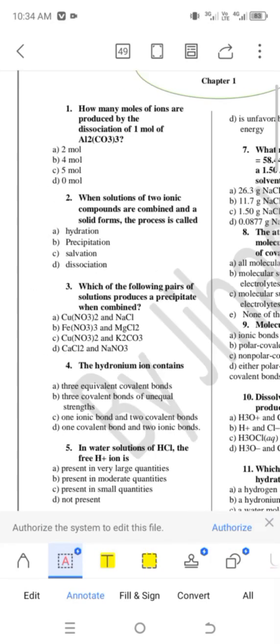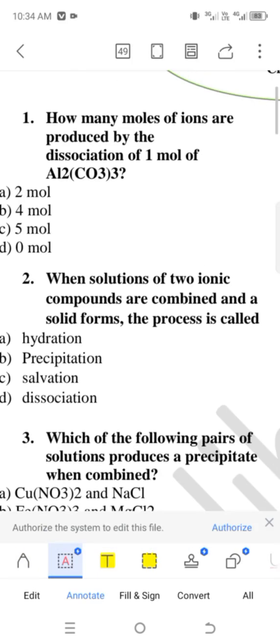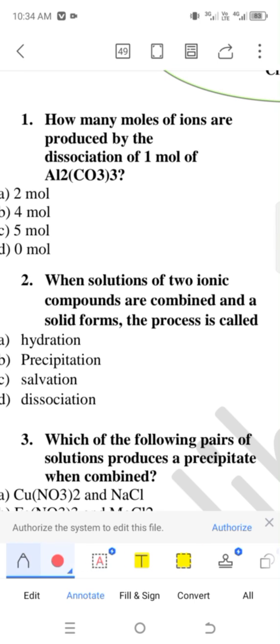The first question stated: how many moles of ions are produced by the dissociation of 1 mole of aluminum carbonate? Guys, the keyword here is dissociation. Whenever you see the term dissociation, despite the salt being insoluble, you have to dissociate the salt. According to the guidelines of the table of solubility, aluminum carbonate is insoluble. So once insoluble, it does not form any ions. D should be the correct answer.